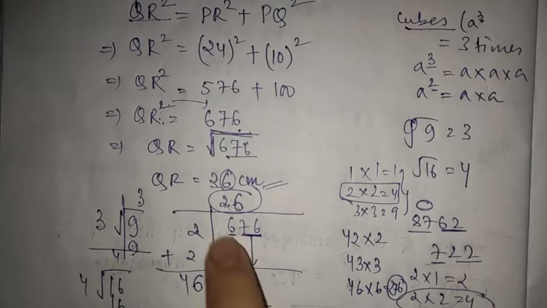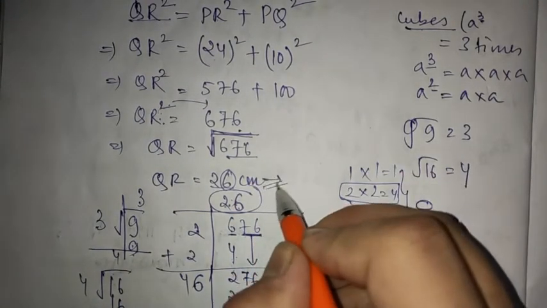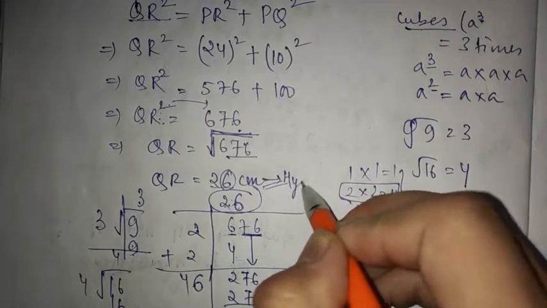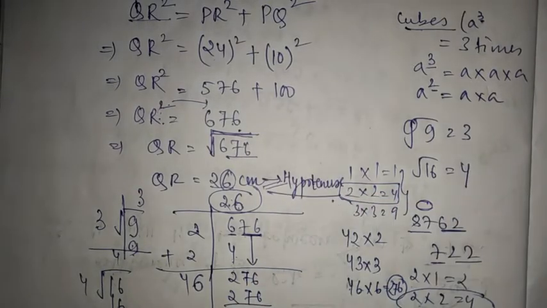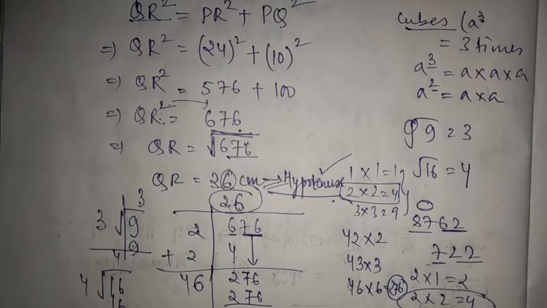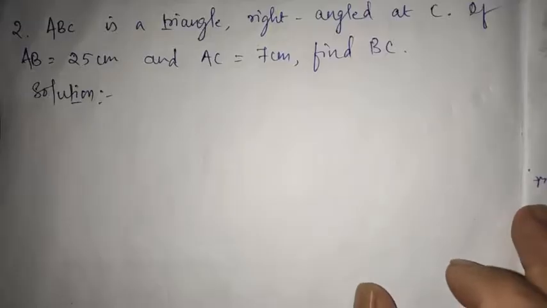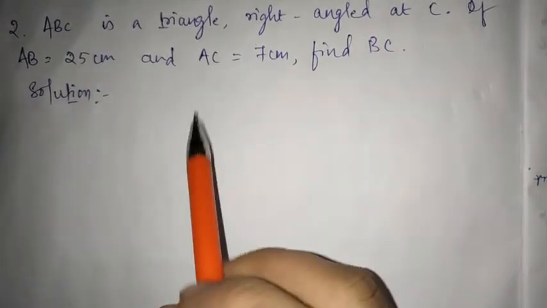So your QR is 26 centimeter. What was this QR? This is your hypotenuse. In this question, height was given, base was given. Your problem was to find the hypotenuse. Using the Pythagoras theorem, you can easily find any unknown side. So students, proceeding to the next question, here we have ABC is a triangle, right angle at C.